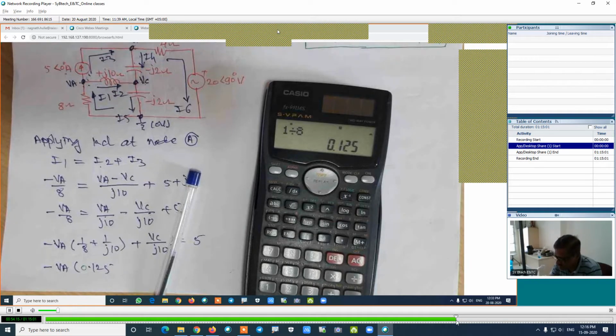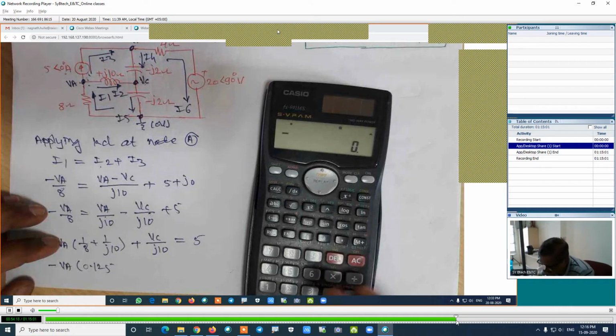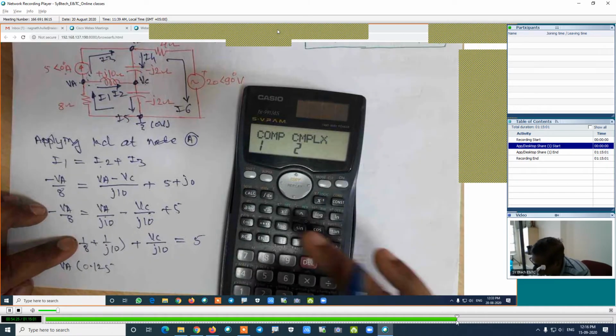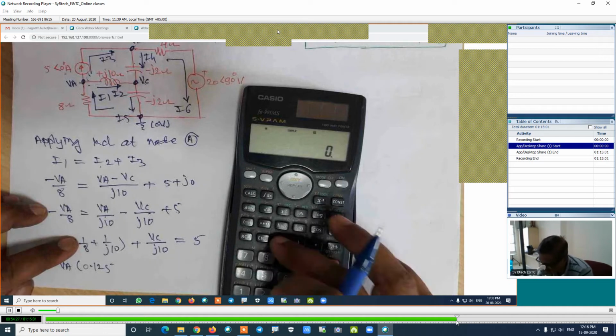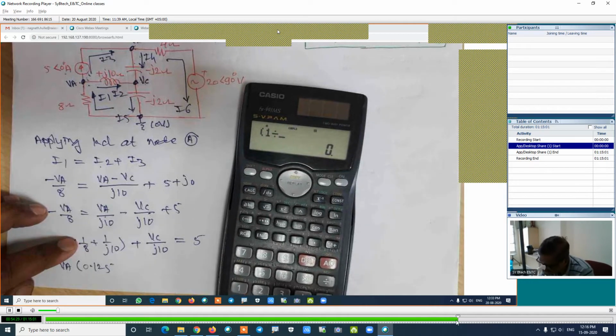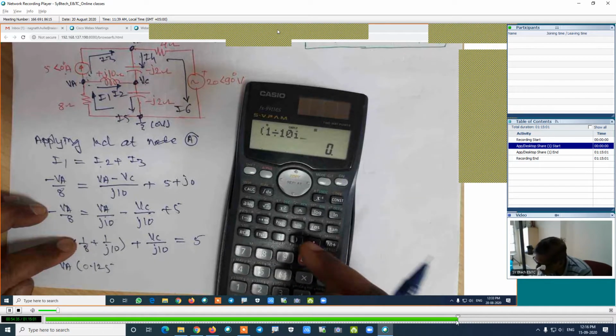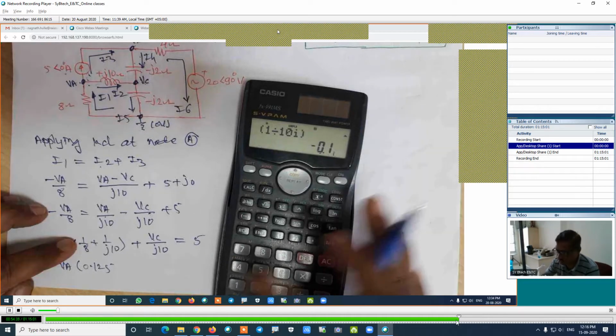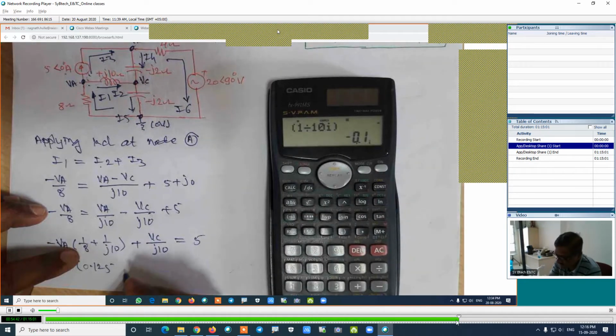Now here this is 0.125. Then here it is 1 divided by 10. I will find out this value. Otherwise, I will use this complex calculation. Here, I will convert to the complex number. This is bracket start. It is 1 divided by j10, 1 divided by 10, I will close the bracket. I will put this equal to sign. I got the imaginary part directly, which is minus 0.1 j. Is it right?